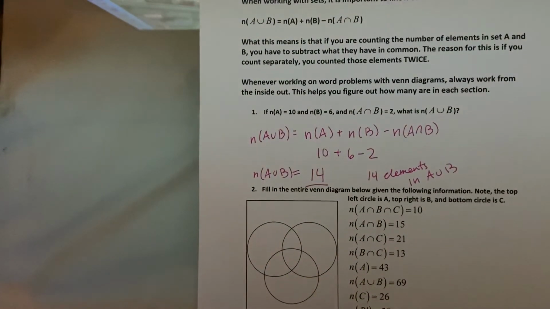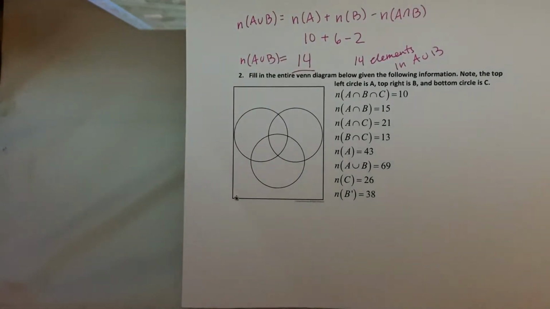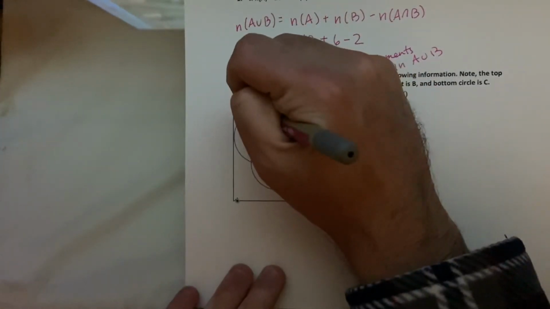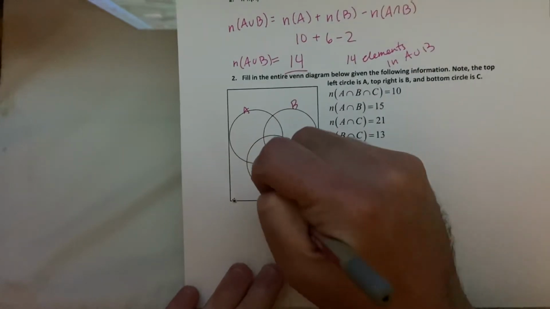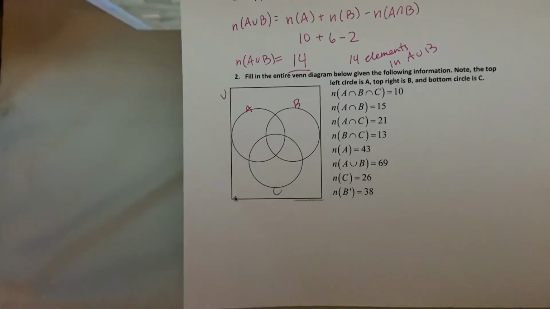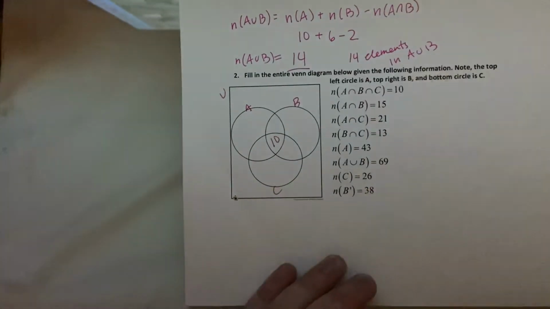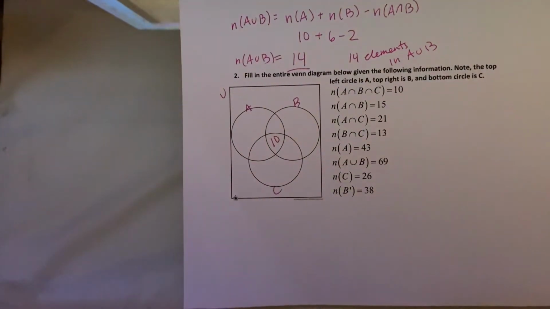Now, let's see how we can use information to work inside out. Fill out the entire Venn diagram below given the following information. They say call the top circle A, second one B, and the last one C, and we'll label U for the outside. It says the number of elements in A intersect B intersect C is 10. So that means it's in A and B and C. So where is that? That's right in the center. There's 10 right in the center.